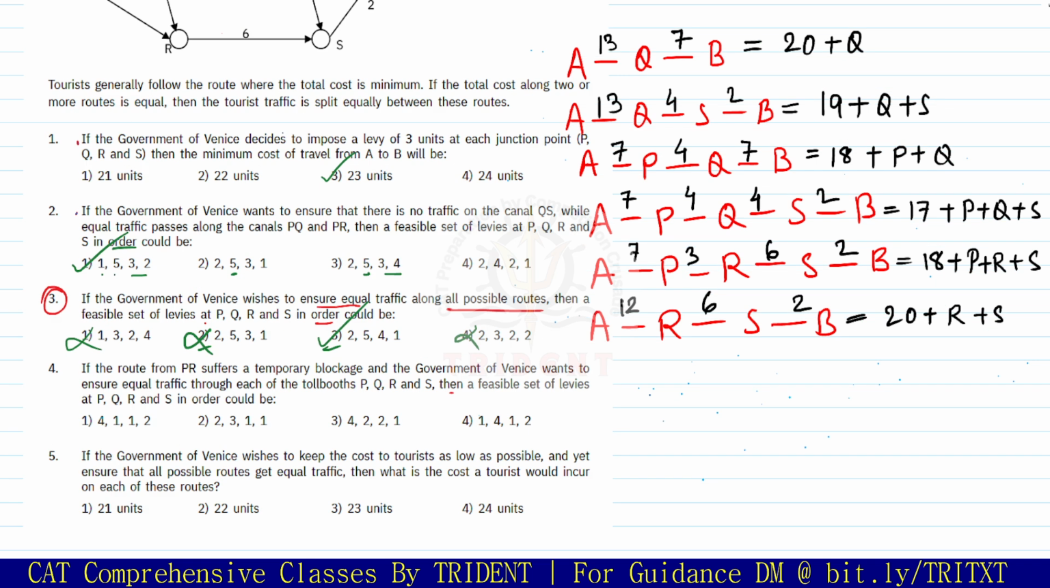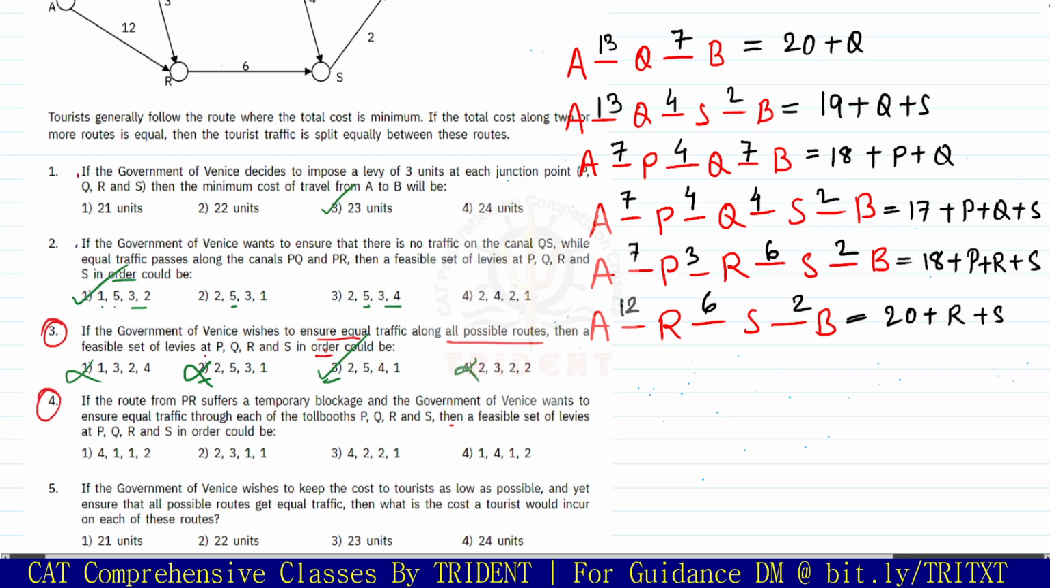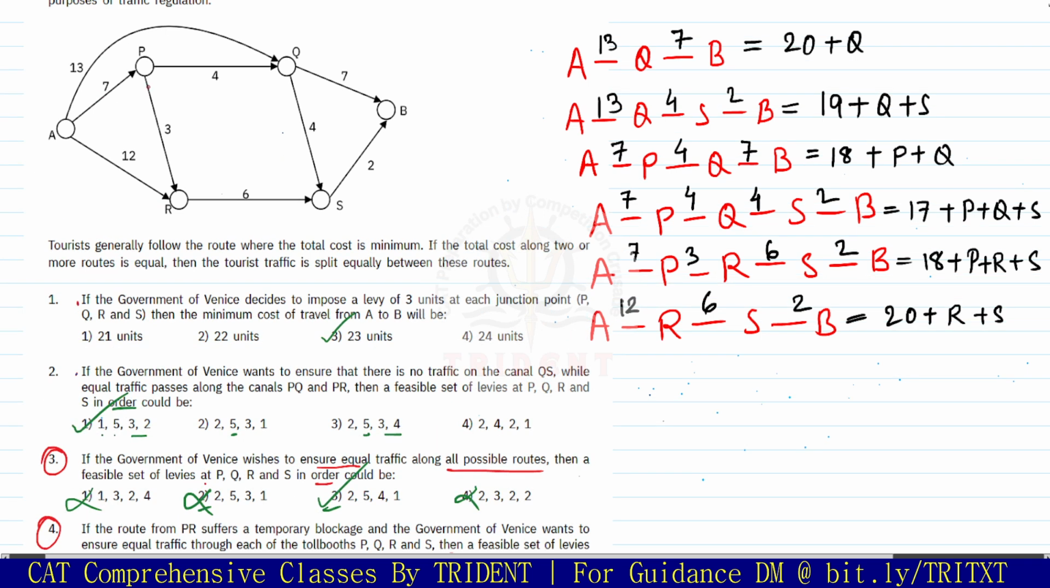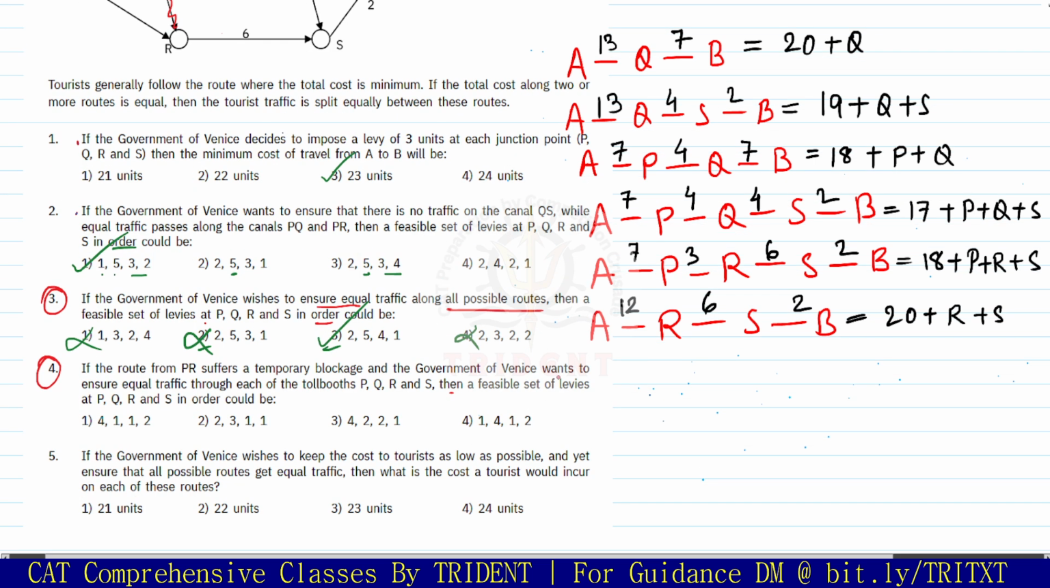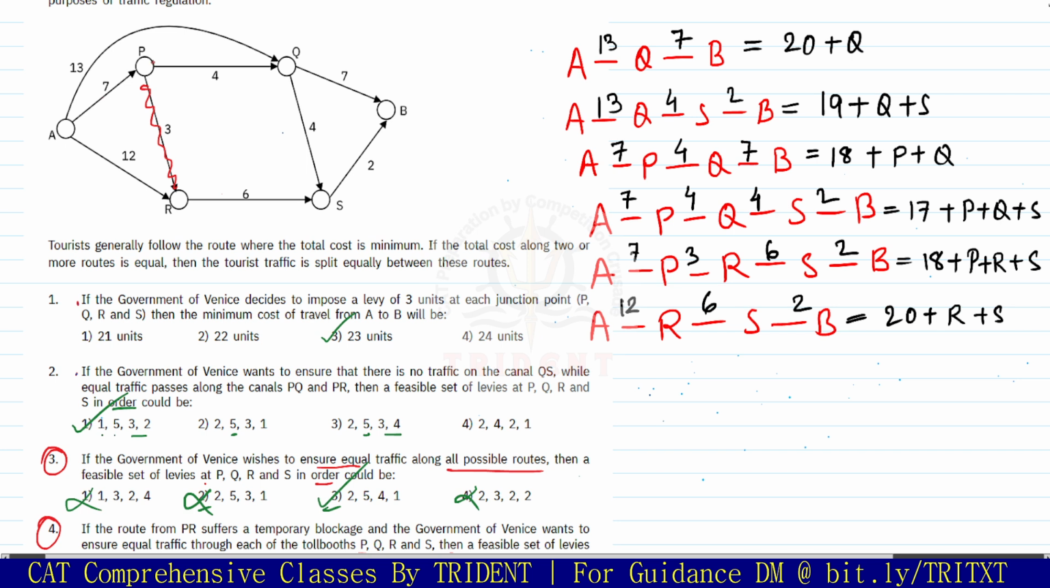Okay, now we will look into the fourth question, and the fourth question basically tells us if the route PR suffers a temporary blockage. First of all, let's look at the PR route. So this is the PR route. This suffers a temporary blockage. Fine. The government wants to ensure equal traffic through the booths PQ, R, and S. They want equal traffic from these booths PQ, R, and S.